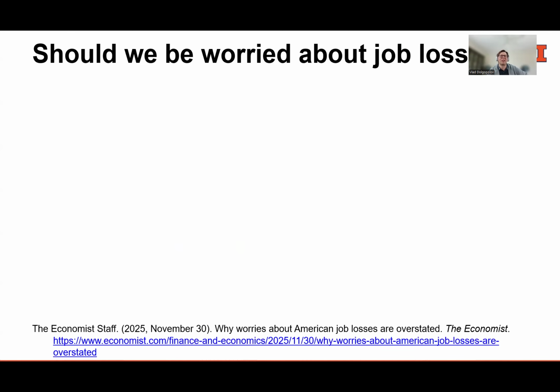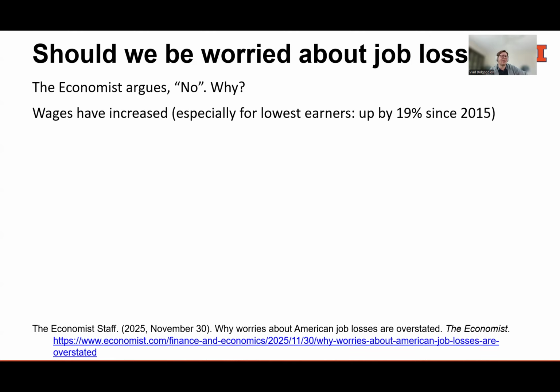And so in thinking about whether they should really be worried quite as much about job losses, one of the articles we shared with you was an article from The Economist from the end of November that is called "Why Worries About American Job Losses Are Overstated." And this tells you right away what the Economist's answer is. They're saying, no, they shouldn't be worried too much. And so some of the explanations they provide is that wages actually are higher than they have been in the past. If you look at the wages for lowest earners, they increased by about 19% in real terms since 2015. So folks who have not been making much money have gotten quite a bit of the raise.